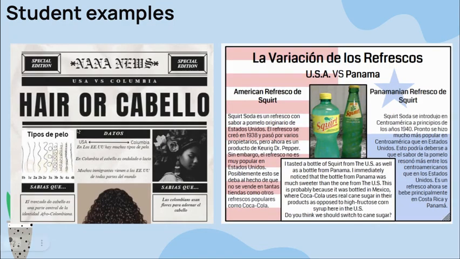A couple other students, one of them decided to do differences in hair and hair products between the US and Colombia, and then gave some interesting facts about braiding and the importance of braiding with Afro-Colombian people in Colombia. Also, another student compared Squirt that's made in the United States versus Squirt that's made in Panama, and asks questions such as why it tastes better in his opinion from Panama, and is it due to the cane sugar, and is that a direction that drinks in the United States should move to.